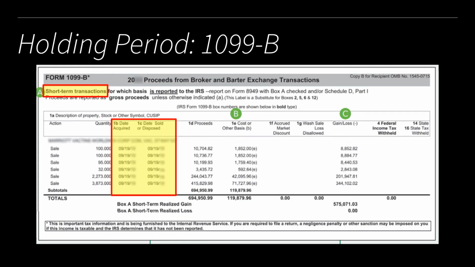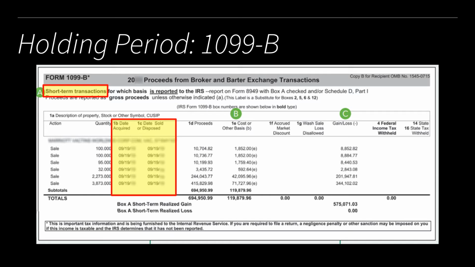Looking again at the 1099-B, the one that's included on the consolidated 1099s, you can see up at the top there, it says this particular table is for short-term transactions. And you'll notice that there's a column for the date acquired and the date disposed. And each kind of property or holding period will be reported in a separate table.